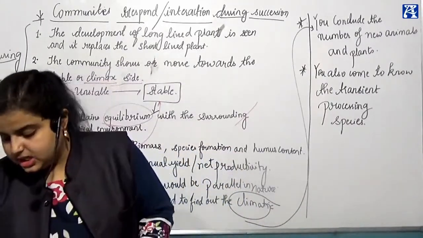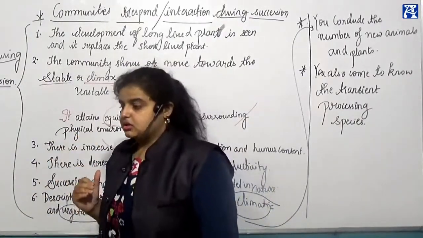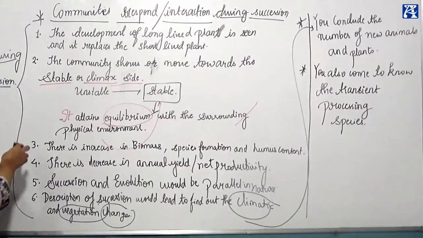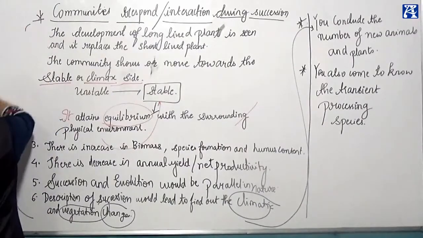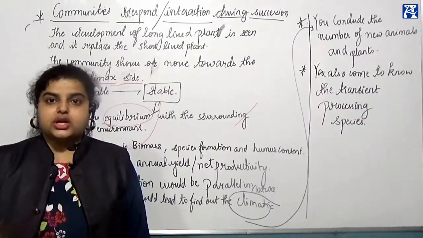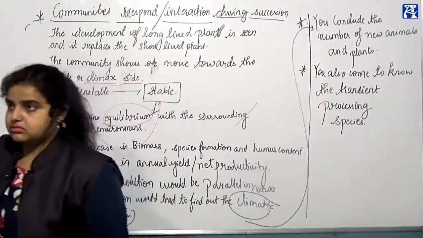Now we are going to see what factors influence succession. Can you guess what factors actually influence succession? Any guesses? What do you think? It can be biotic, it can be abiotic, and many more. Let's see. Now we are going to see two things: causes of succession, and then types of succession. What are the major causes of succession?